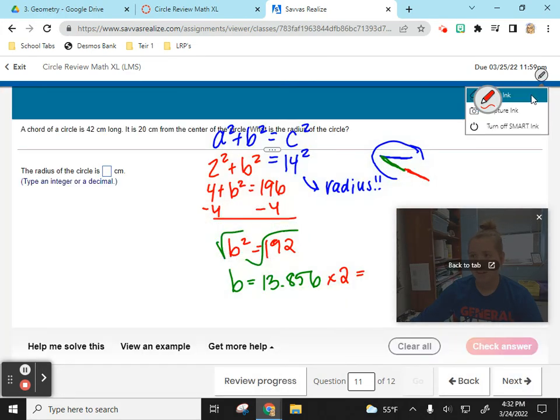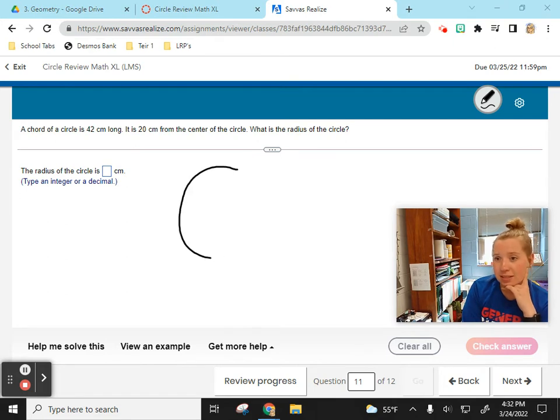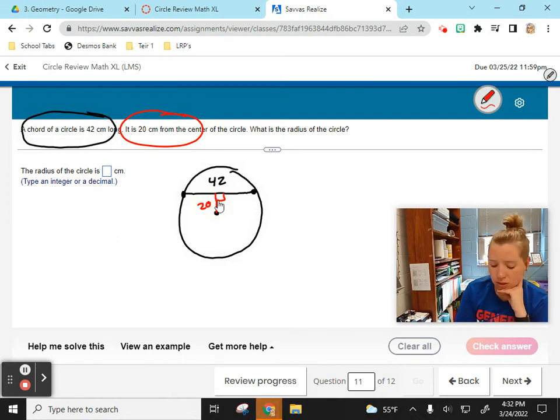All right. Our next two are very similar, except this one doesn't give us a picture, so we're going to have to draw it. I'm going to start with the center of my circle. A chord of a circle is 42 centimeters long. 42. It is 20 centimeters away from the center. We know that these are right angles. What is the radius of the circle?